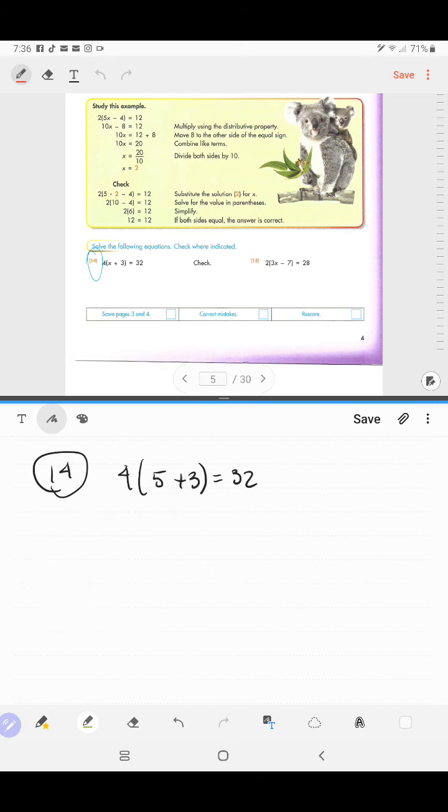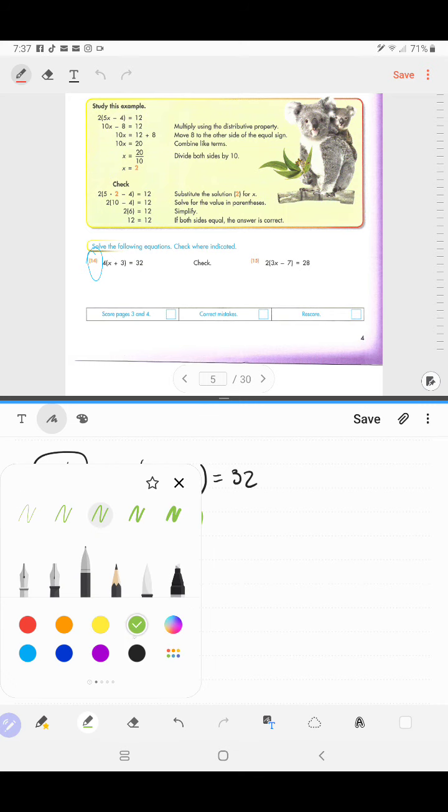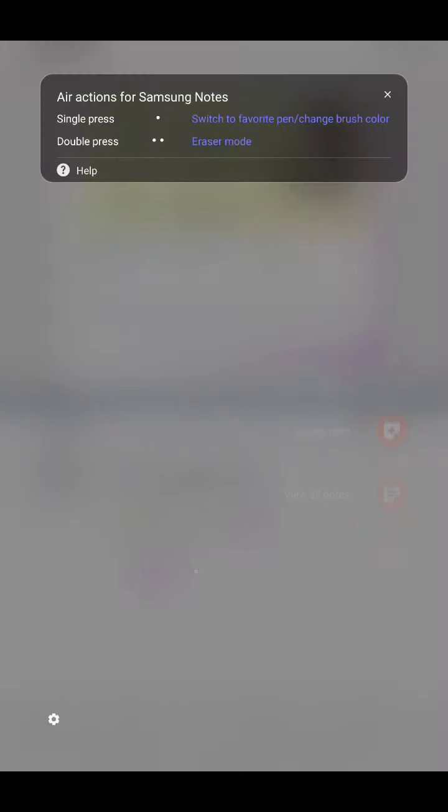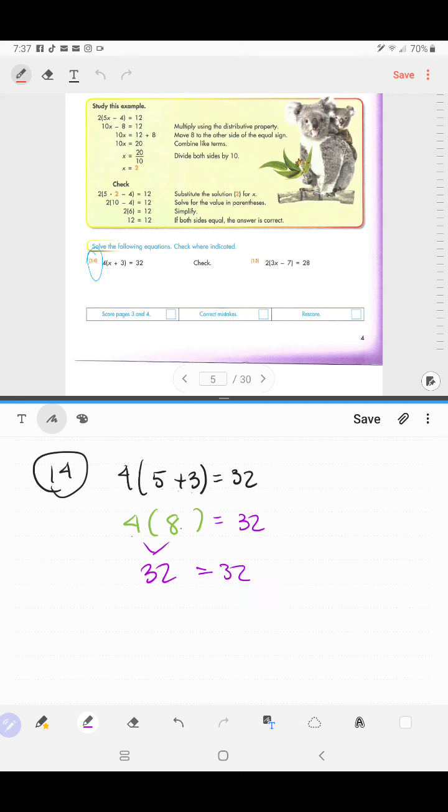So you can do this one of two ways. You can distribute by multiplying and then adding both, or you can just add the inside and multiply it by the outside, which I think is easier. So 5 plus 3 is 8. And then 4 times 8 is 32. So our answer is right.